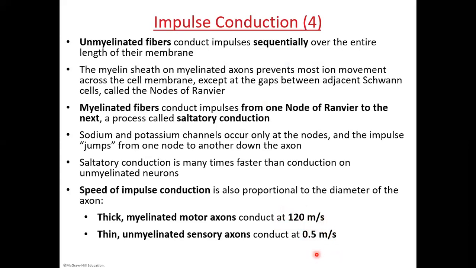Per second. But an unmyelinated one is only 0.5 meters per second. Much, much slower. The unmyelinated neurons are usually found in the CNS, which is your brain and spinal cord. They don't have as much of a distance to go, so it doesn't matter as much. But speed matters for the PNS.